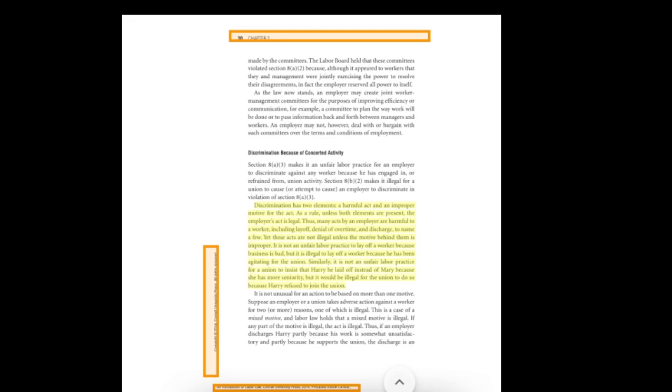Similarly, it is not an unfair labor practice for a union to insist that Harry be laid off instead of Mary because she has more seniority, but it would be illegal for the union to do so because Harry refused to join the union. It is not unusual for an action to be based on more than one motive.